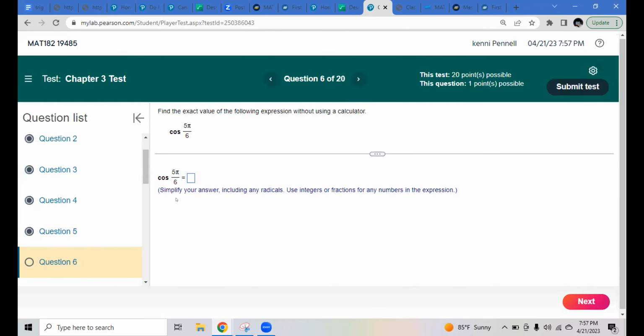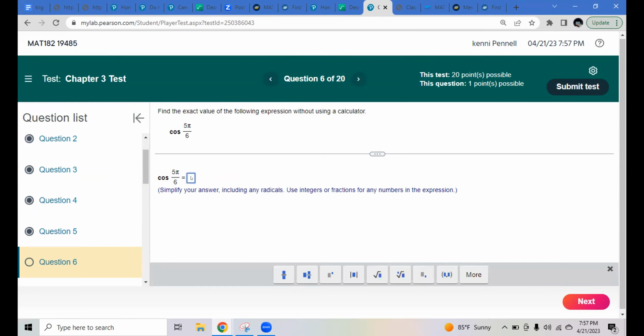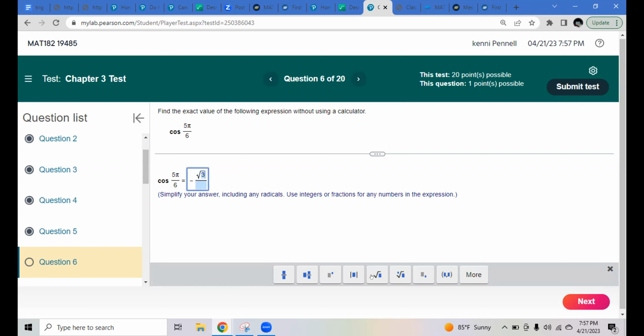Okay, so see if you can find 5 pi over 6 on the unit circle, and cosine is the x value. Okay, one second. Cosine's the x value. Yes. Is it like negative square root of 3 over 2 or something? Yes. All right, you got it. Awesome. Okay, let me do that then.